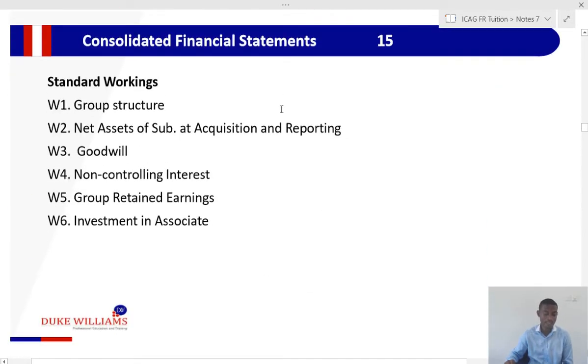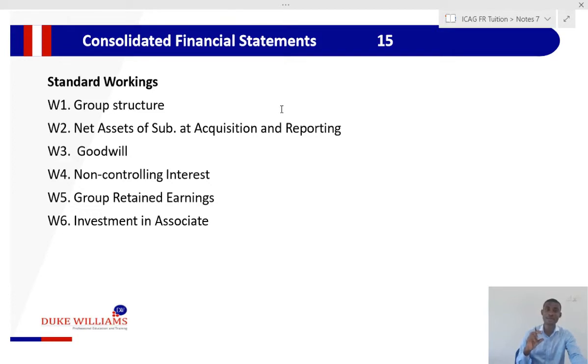Now, the standard workings when we are consolidating the financial position are: number one, we have the group structure. Number two, we have the net asset of the subsidiary at acquisition and at reporting. Number three, we have goodwill. Number four, we have non-controlling interest. Number five, we have the group retained earnings. Number six, we have investment in associate. So these are the standard.